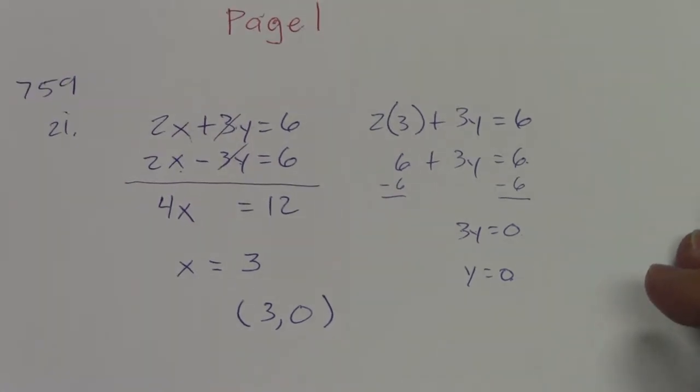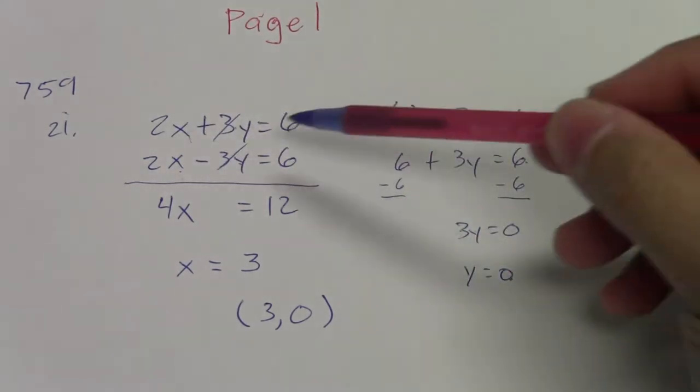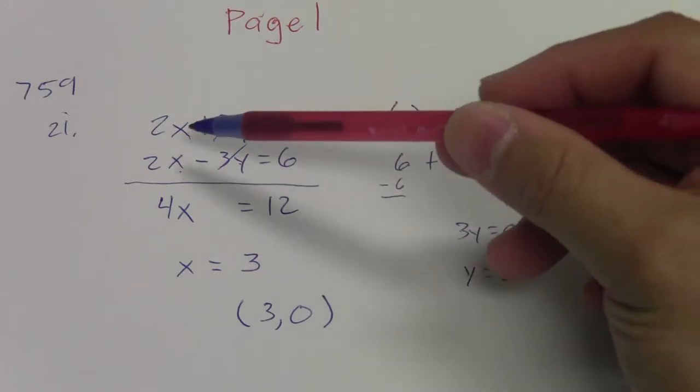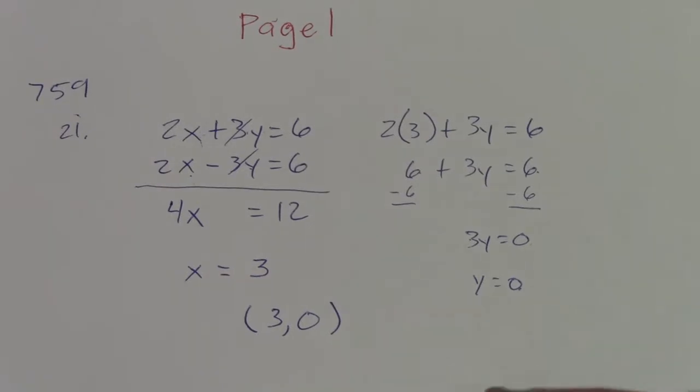All right, so not really difficult. All you're doing is just trying to figure out what one variable is. Once you find the first variable, then you can just plug it into the second one and solve. So let's try another example.